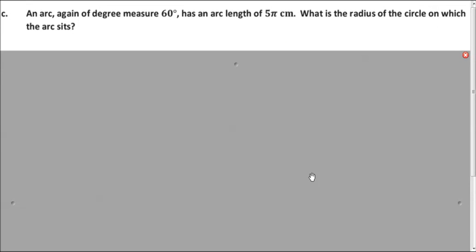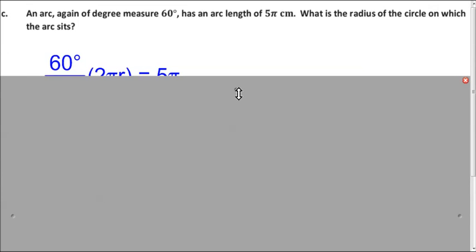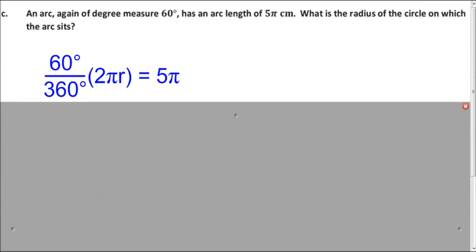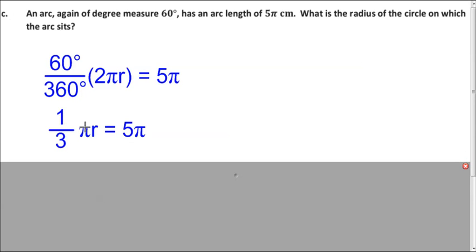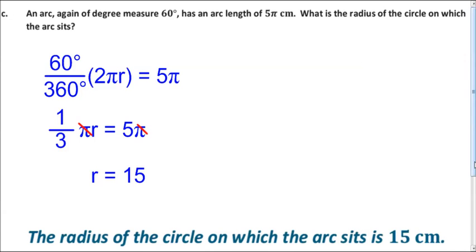In this example, we're given the degree measure of the arc and the arc length, and we have to figure out what the radius is. So if we plug into our equation, we end up with this, and we have to solve for r. If we simplify, we get 1/3 pi r equals 5 pi. Divide both sides by pi, those cancel out. And multiply both sides by 3 to cancel out the 1/3, and we get 15 centimeters.